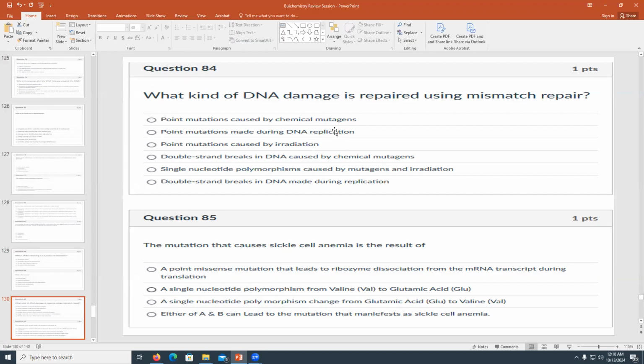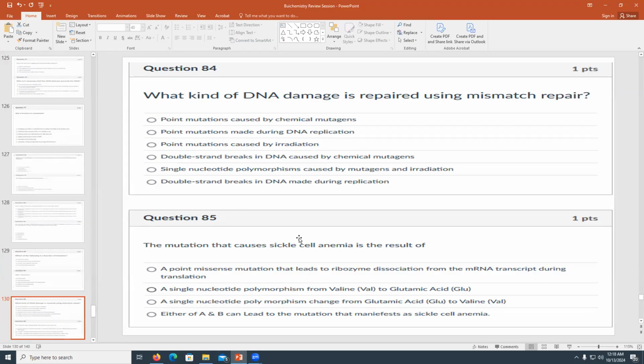I'm sorry, that was for transcription. For replication, when the DNA polymerase is replicating a DNA strand, maybe one time in a million it makes a mistake. Instead of pairing G with a C, it pairs G with a T, then there will be a mismatch repair to repair that mismatch that happened.